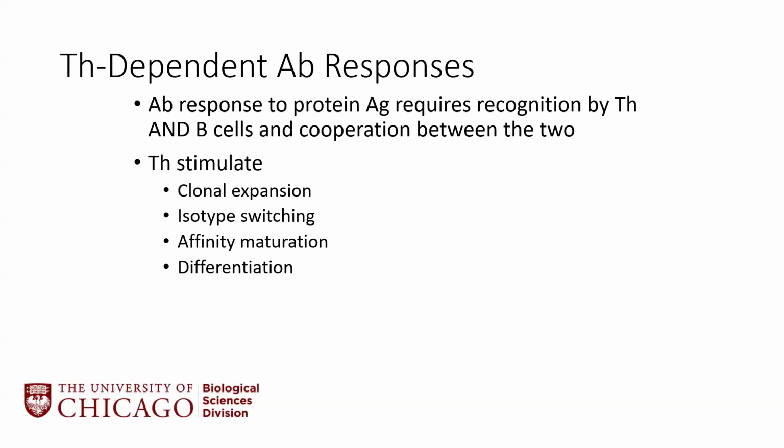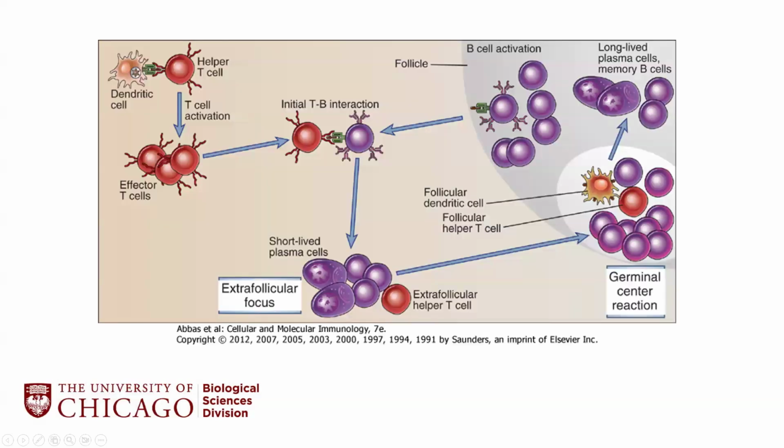Because of all these signals now, it's primed and ready to get the signal from the T cell. So an antibody response to protein antigen requires recognition by both the T helper cell and the B cell. Remember, if you have skin and you have no T cell response, you're not going to get a B cell response at all. T cell stimulation will allow for clonal expansion, isotype switching, affinity maturation, and then eventually differentiation.